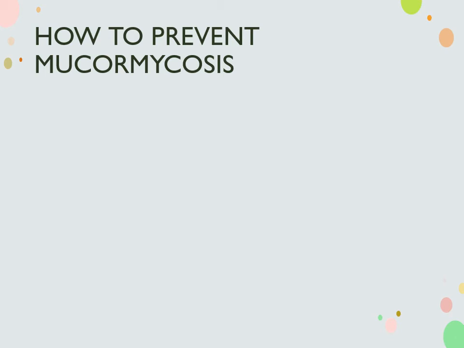So this is the most important slide. If we prevent the mucormycosis, then we don't need any treatment for this infection, and it is very important that we prevent it. The most important thing in prevention is good glycemic control. If we monitor the sugar level in the blood, it can prevent mucormycosis, an infection of the family zygomycetes.